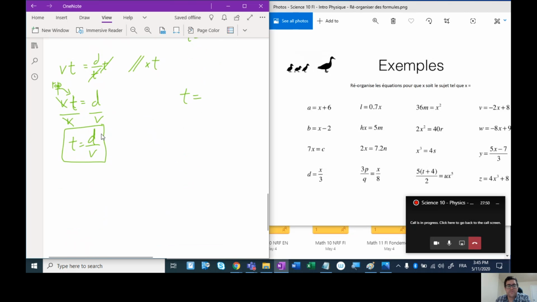So that means if you know the distance to be 100 meters, and you know the velocity, you're going at, I don't know, 15 meters per second, which is pretty fast. You'll be there in 6.5 seconds. Or something like that. 7.5. 6, 7.